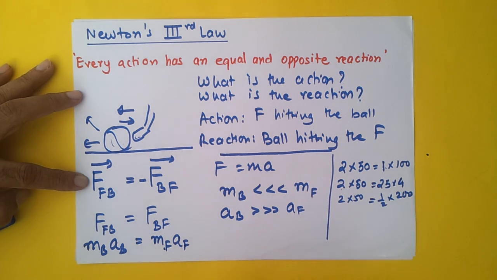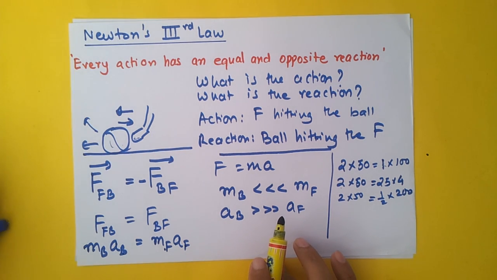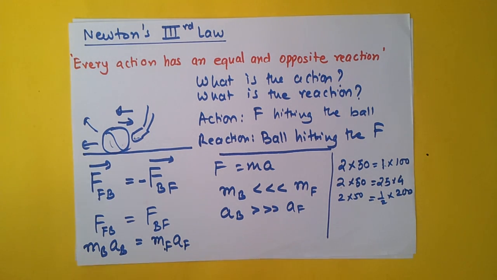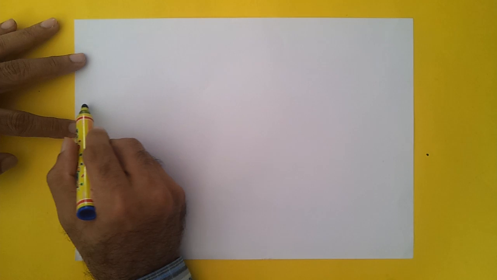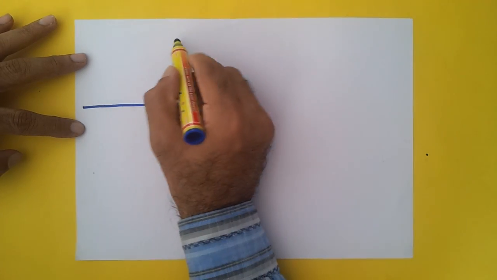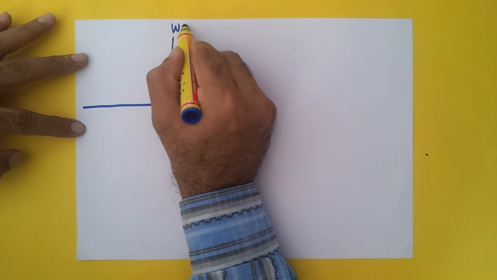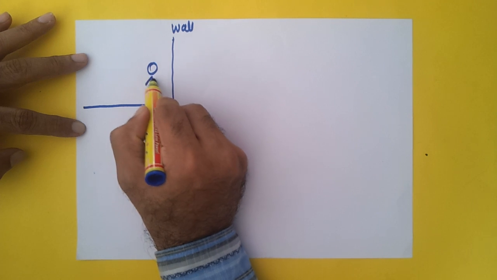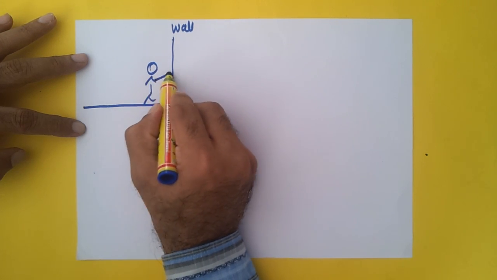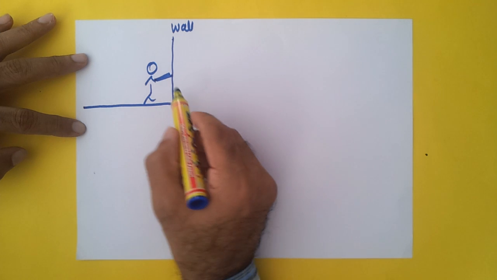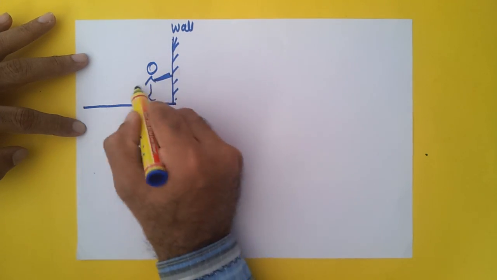Right? I hope this has helped you understand Newton's third law of motion to some extent. I'll take one more example to help you understand it better. The next example that I'm going to take is, let us say this is a floor of a room, and let us say this is a wall. And let us say there's a person standing over here, right? And for some reason, I don't know the reason, he's applying a force onto the wall. This is the wall, and he's trying to push this wall.